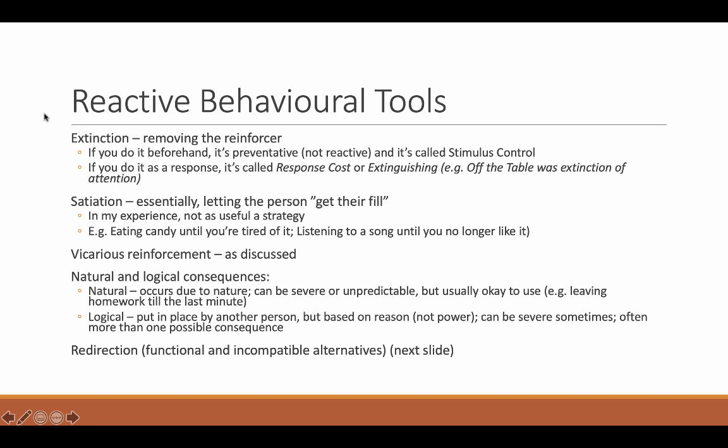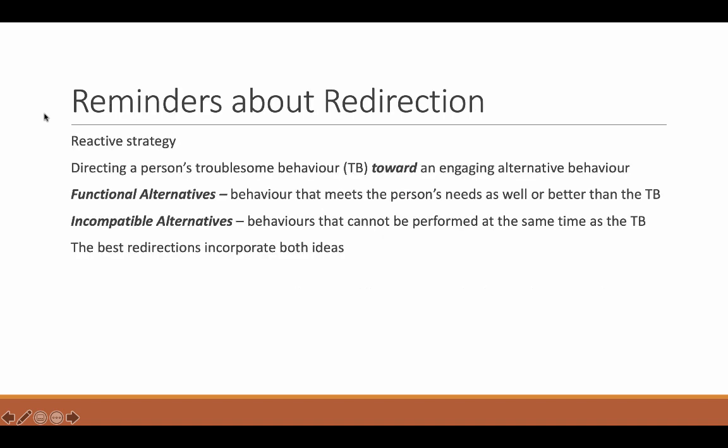Redirection is another one, and it's a very common and important one, so it deserves its own slide. Redirection is a reactive strategy, and you've learned about it in other modules. It's important for us to remember that it refers to the idea of directing a person's troublesome behavior toward a desired behavior, something that is engaging and desired for them, and that is alternative and acceptable to others. There are two choices. The first one is the functional alternative, which is a behavior that will meet the person's needs as well as or better than the troublesome behavior.